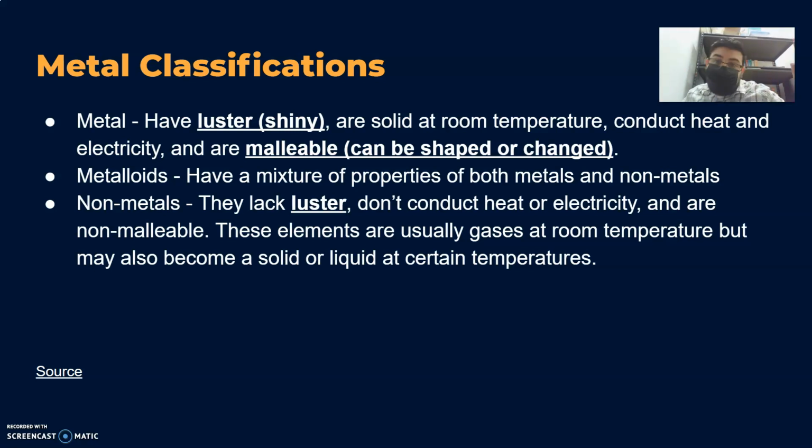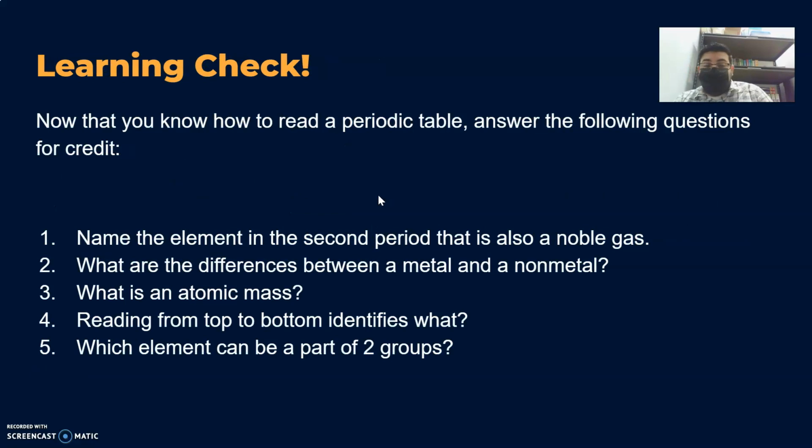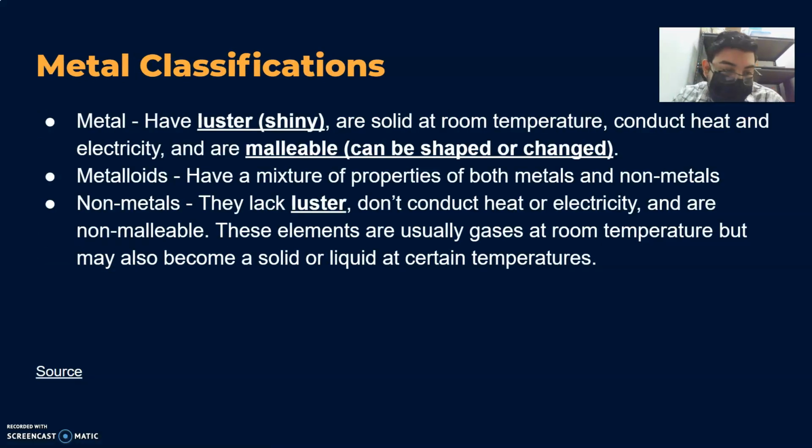So metalloids can be a mixture of the two. They can be shiny and have that luster, but maybe they aren't malleable. Those would be the metalloids. We'll talk more about the elements in a different video. But for now, this is all just periodic table stuff.